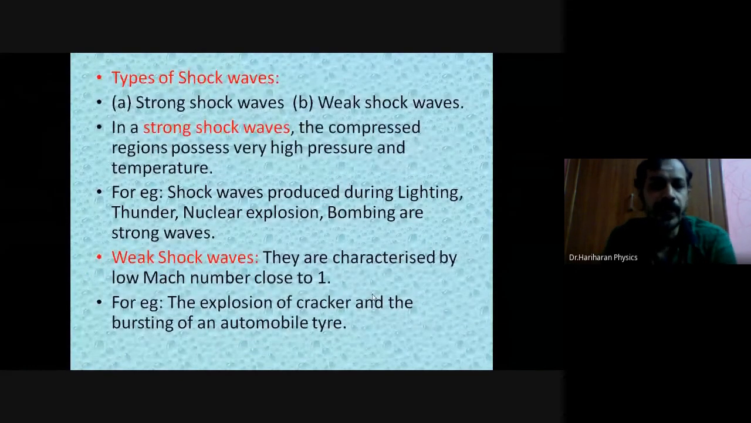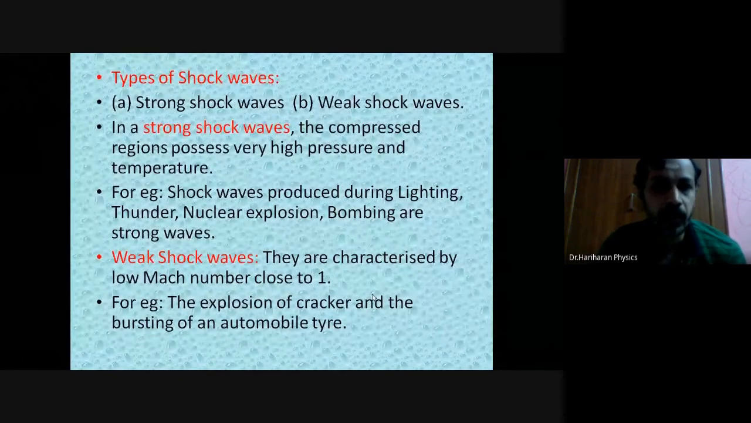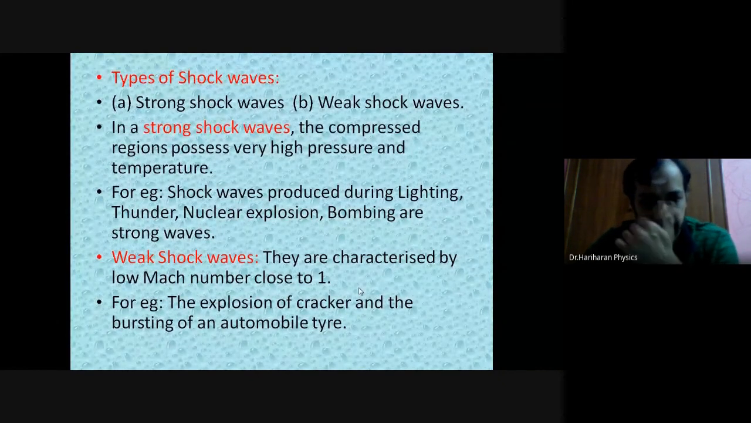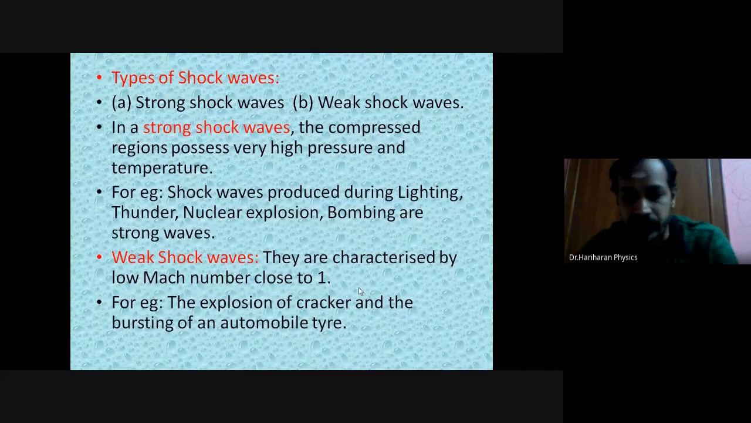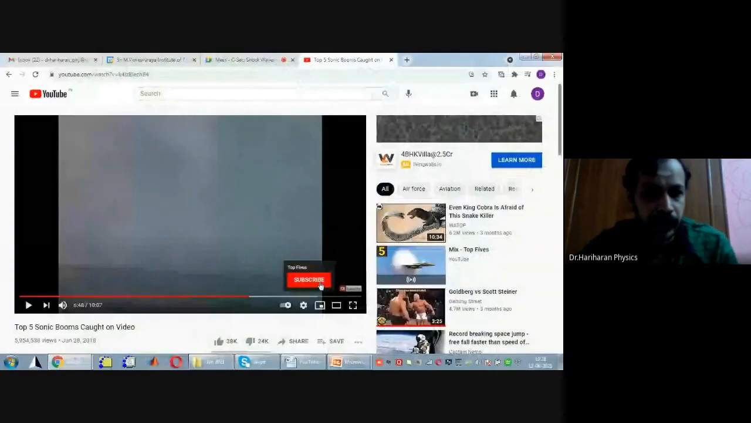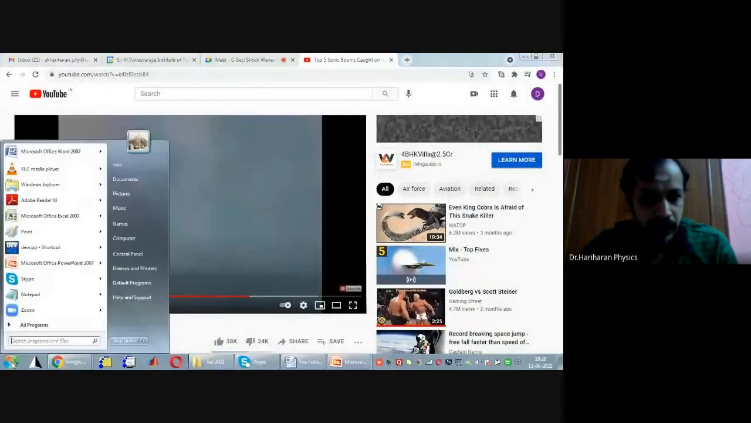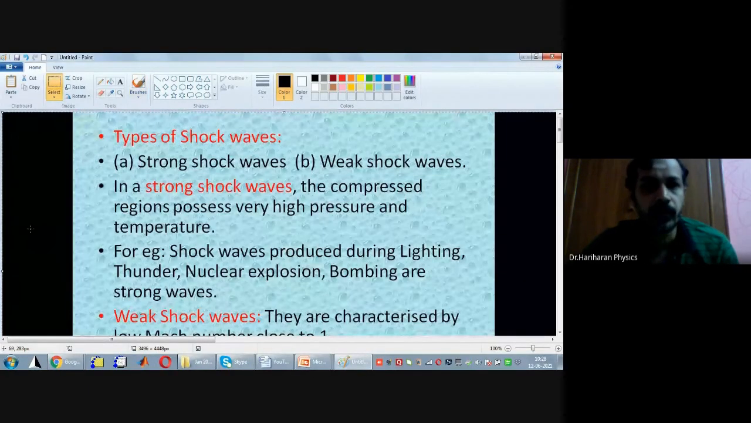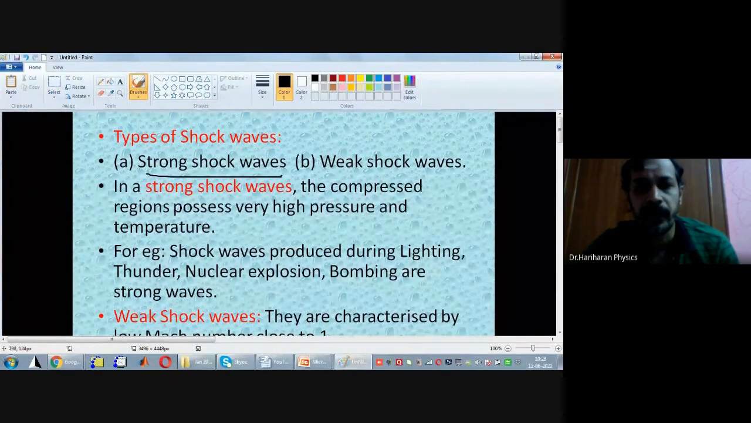Okay, and how many types of shock waves are there? There are two types of shock waves. One we call strong shock waves and the other we call weak shock waves. How many types of shock waves are there? There are two types: strong shock waves and weak shock waves.